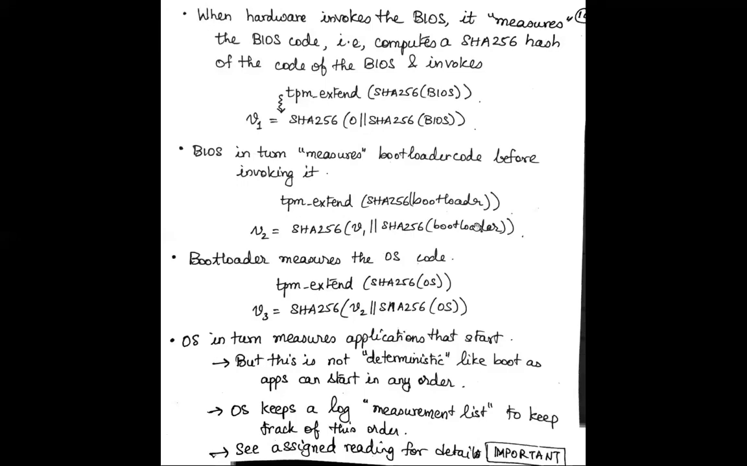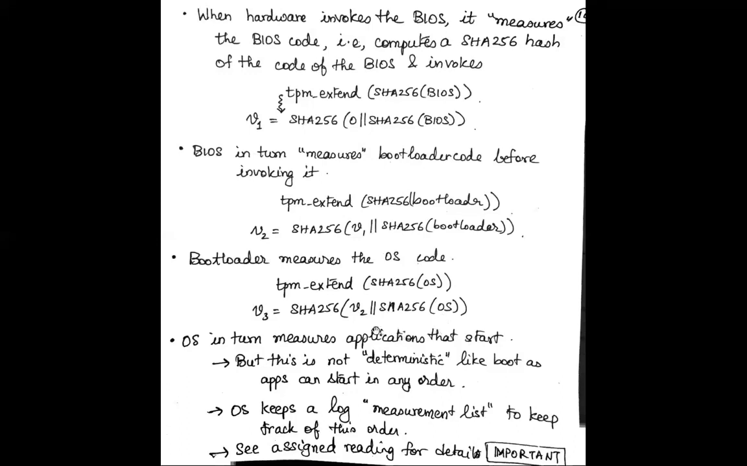Now you can guess what happens. The bootloader is also a modified version for trusted computing. It measures the OS code. So it does a SHA-256 over the entire OS image, and it calls TPM extend with that. So the value when the OS is just going to boot in the PCR is SHA-256 of V2 concatenated with SHA-256 of OS. Okay.